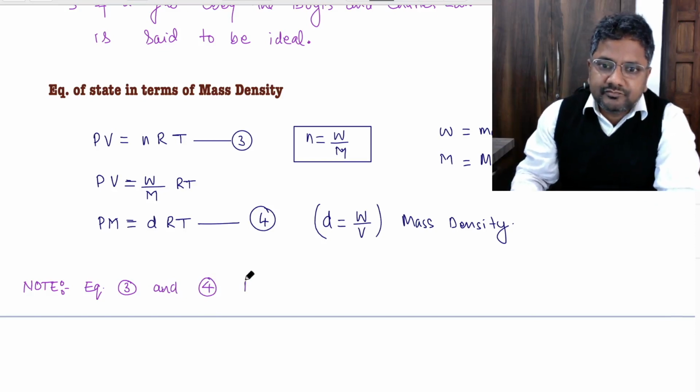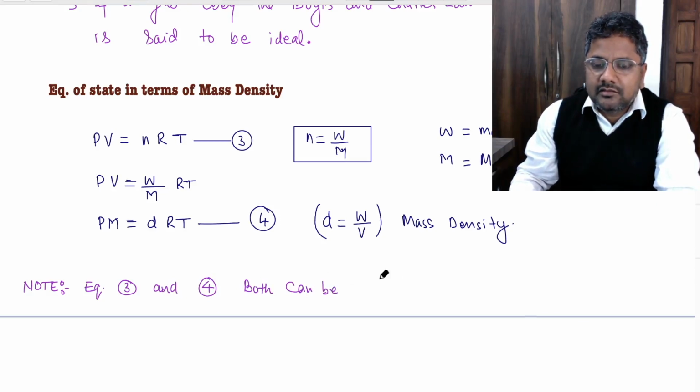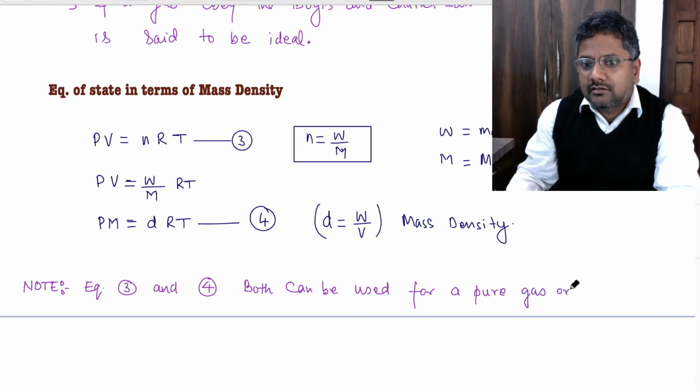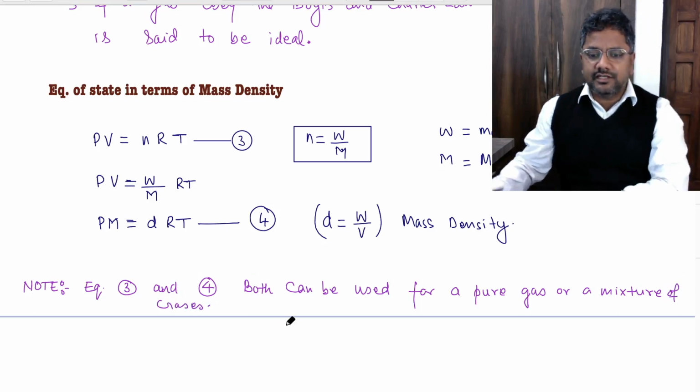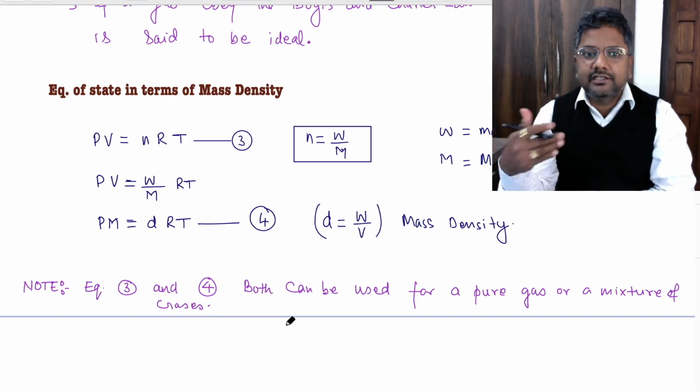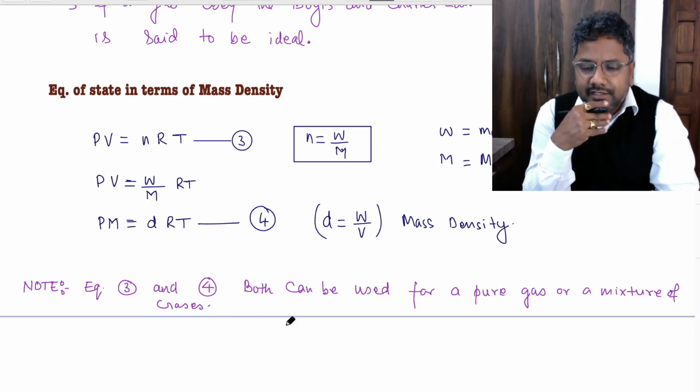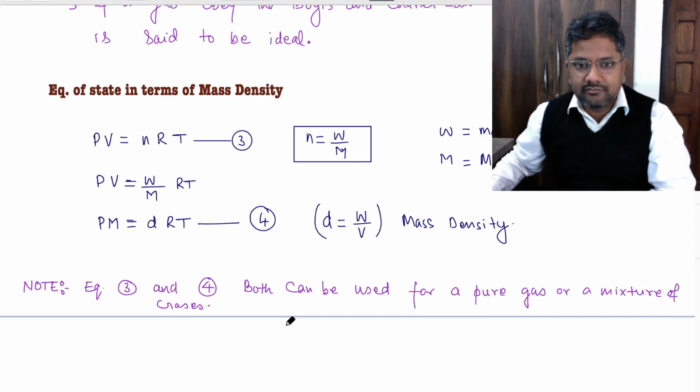Equations 3 and 4 both can be used for a pure gas or a mixture of gases. Now see what different changes in these two equations take place when we apply them to a gaseous mixture.